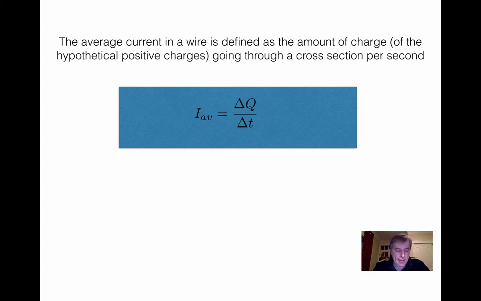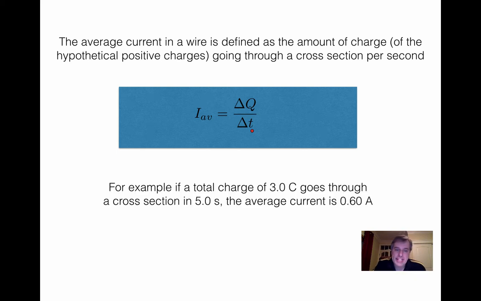Hi, welcome back. So we're going to pick it up from where we stopped last time, which is we had defined the average current going through a cross section of a wire. So remember the formula: the average current is delta Q over delta T. The simplest type of problem you might have to deal with is something like this.